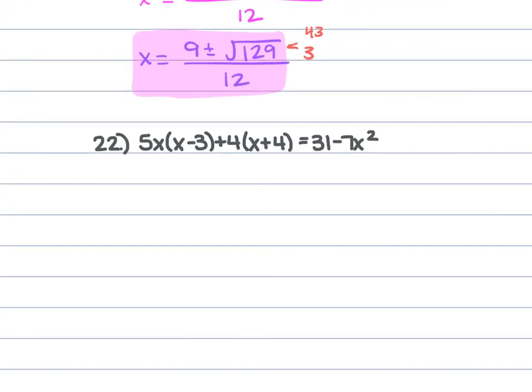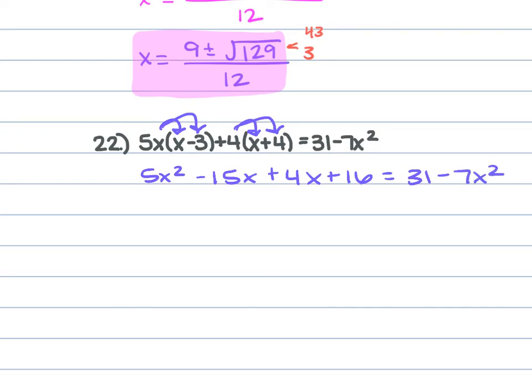For 22, we have 5x times x minus 3 plus 4 times x plus 4 is equal to 31 minus 7x squared. So I'm going to distribute the 5x and the 4. So we have 5x squared minus 15x plus 4x plus 16 is equal to 31 minus 7x squared. From here, I'm going to combine my like terms. So I have 5x squared minus 11x plus 16 is equal to 31 minus 7x squared.